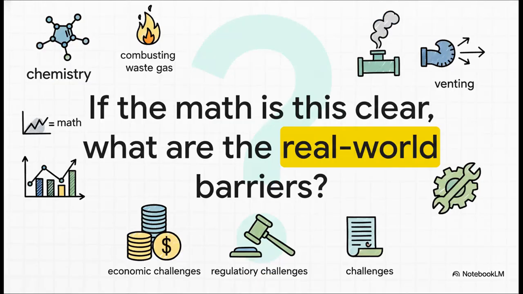And that leaves us with one last really important question. The chemistry and the math here are crystal clear. Burning waste gas is way, way better for the climate than venting it. So the next logical question is, what are the real-world barriers, the economic, the regulatory, the engineering challenges that stop this from happening everywhere all the time?